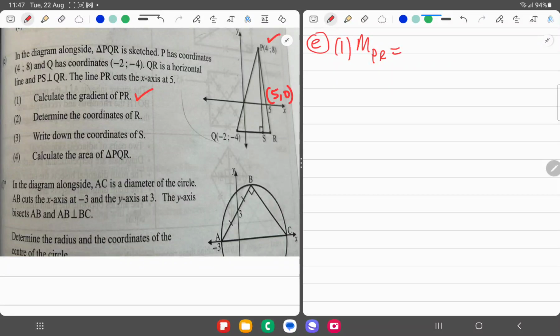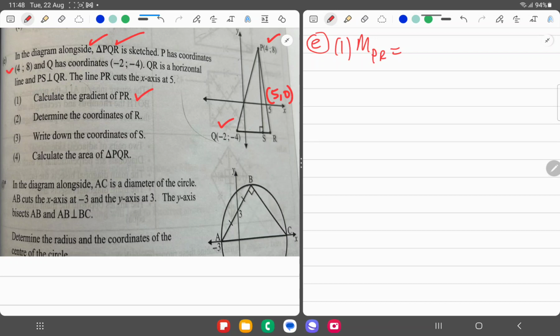Right, so we have to find the gradient of PR, and in the diagram alongside, PQR is sketched. P has coordinates (4, 8), as shown in the diagram. Q has coordinates (-2, -4). QR is a horizontal line.